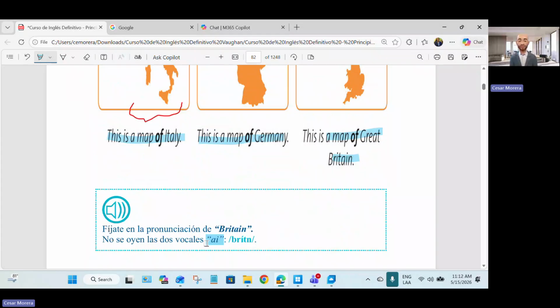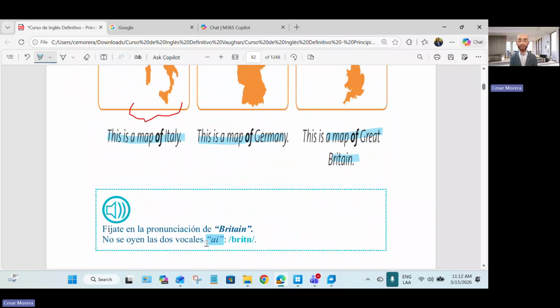What is the correct way to do it? Island, island, meaning that the S sound is muted. It's not necessary. We will never be using the S sound in this word. Okay, let's continue with the lesson.